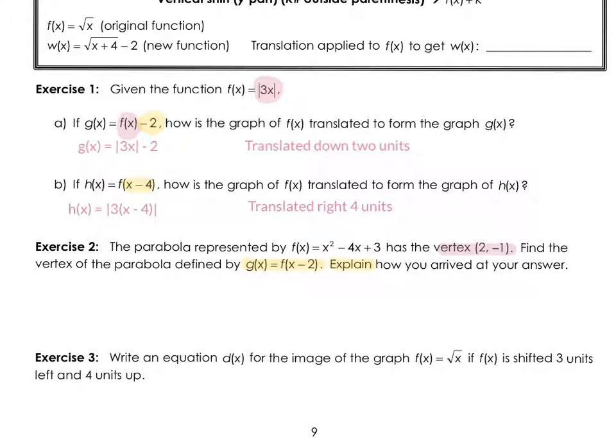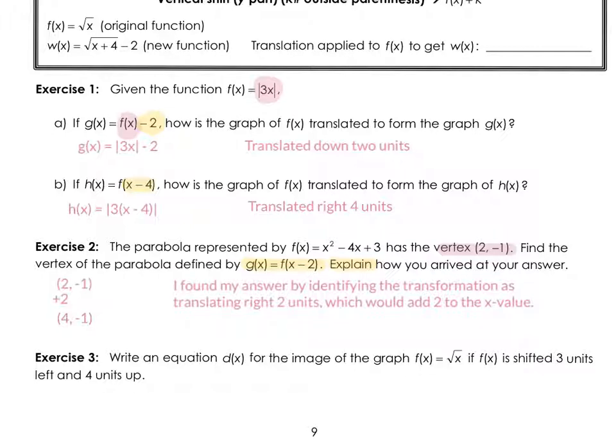Well, it's starting off at 2, negative 1. And then we look at what's happening in this g of x function. It's taking f of x minus 2. So what am I doing to the x value? Well, we would think left 2, but it's actually right 2. So that means that I'm going to add 2 to my x value. So we write that by adding the 2, and it becomes 4, negative 1. Okay, and I found my answer by identifying the transformation as translating right 2 units, which would add 2 to the x value. And we'll continue this more in class.